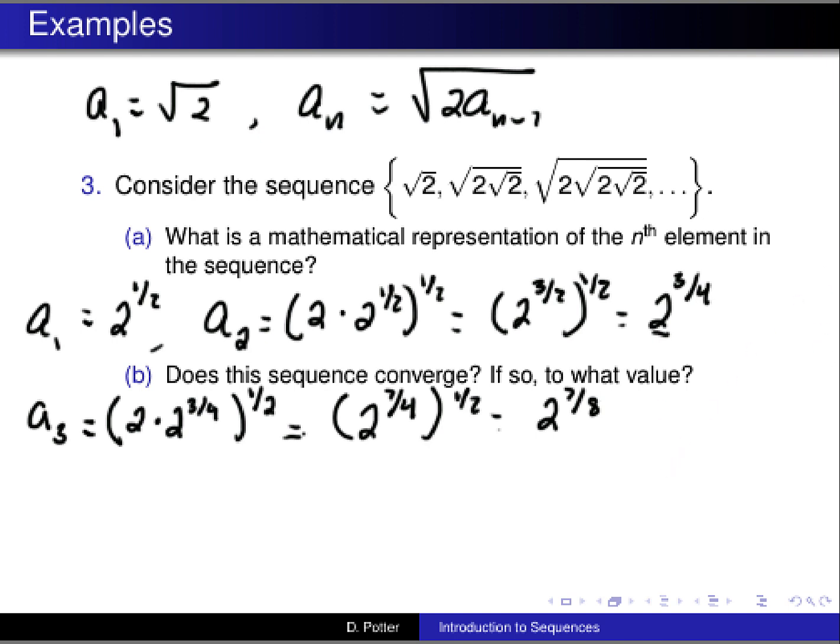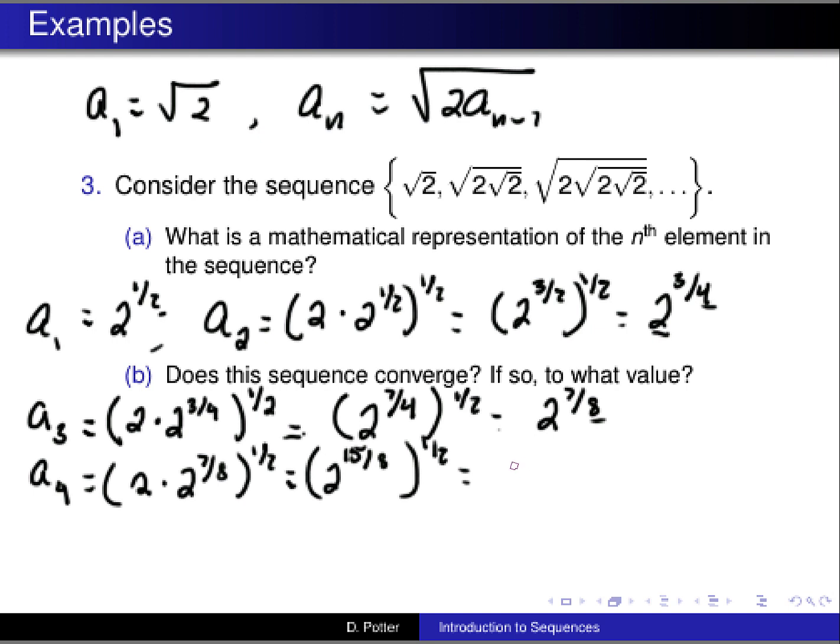All right, I think I see what this pattern is, right? This is 1, 3, 7. Okay, the difference between them is just 1, but what's the pattern? Well, look, it's all powers of 2 in the denominator. 2 squared, 2 cubed. Just make sure the next one's going to be the same thing. Let's look at a sub 4. That's going to be 2 times 2 to the 7 eighths, to the 1 half, which is, so 7 eighths plus 1 is 2 to the 15 over 8. That's all raised to the 1 half power, which is 2 to the 15 over 16.